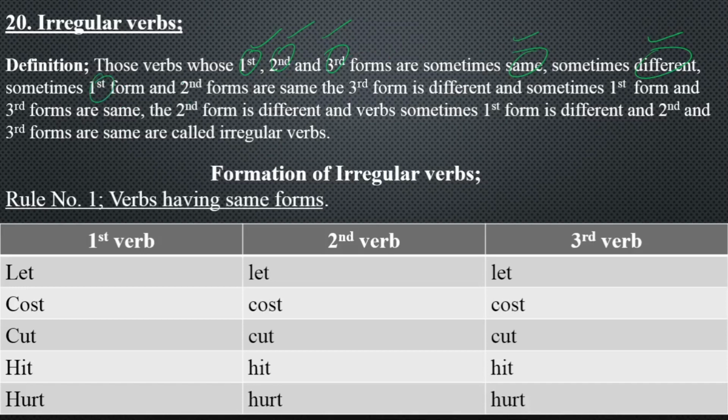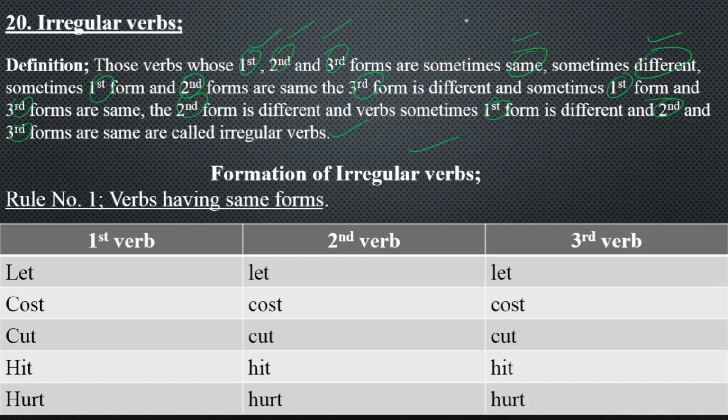And sometimes the first and second forms are the same, and the third form is different. In the same way, sometimes the first and third forms are the same, and the second is different. And sometimes the first is different from the second and third. These are called irregular verbs. The formation of irregular verbs, as the word itself says, is not in a regular way. Sometimes all are the same, sometimes all are different, sometimes the first is the same as the second and the third is changed, sometimes the first and third are the same and the second is changed, and sometimes the first and second are the same and the third is changed. These are called irregular verbs.